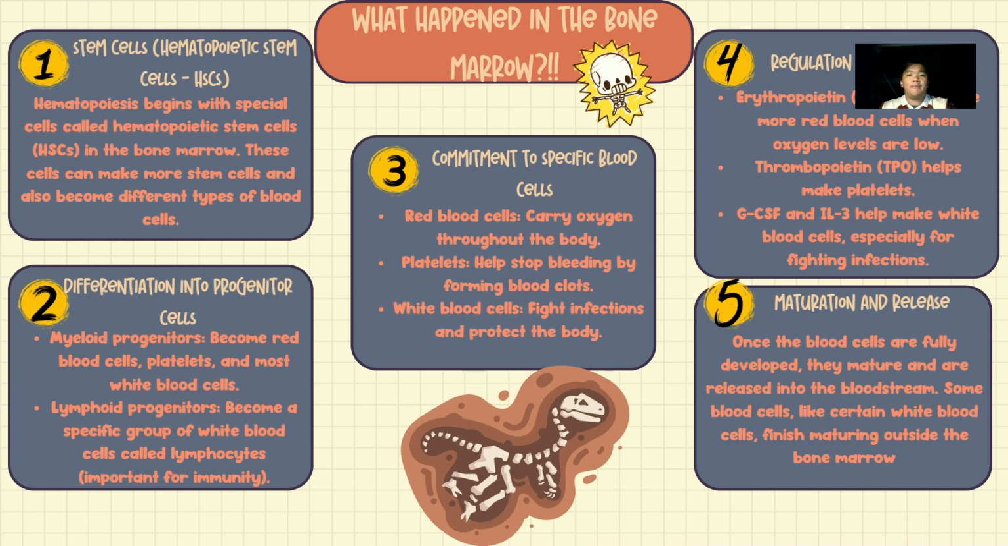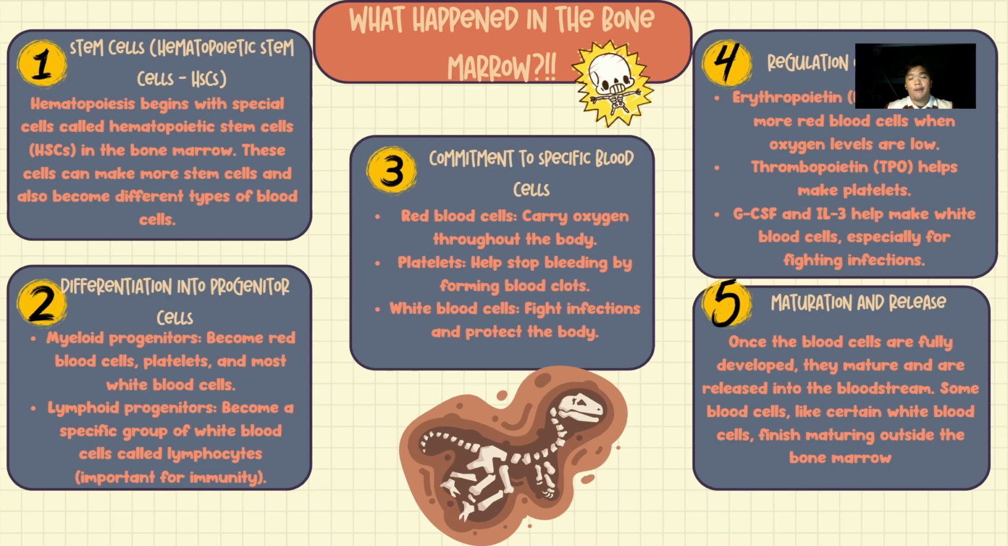Moving on to the commitment to specific blood cells, red blood cells work to carry oxygen throughout the body, platelets stop bleeding by forming blood clots, and white blood cells are the line of defense in our body. The fourth step is the regulation of hematopoiesis, where erythropoietin helps make more red blood cells when oxygen levels are low, and thrombopoietin helps make platelets. Moving on to maturation and release, once the blood cells are fully developed, they mature and are released into the bloodstream. Some blood cells, like certain white blood cells, finish maturing outside the bone marrow.